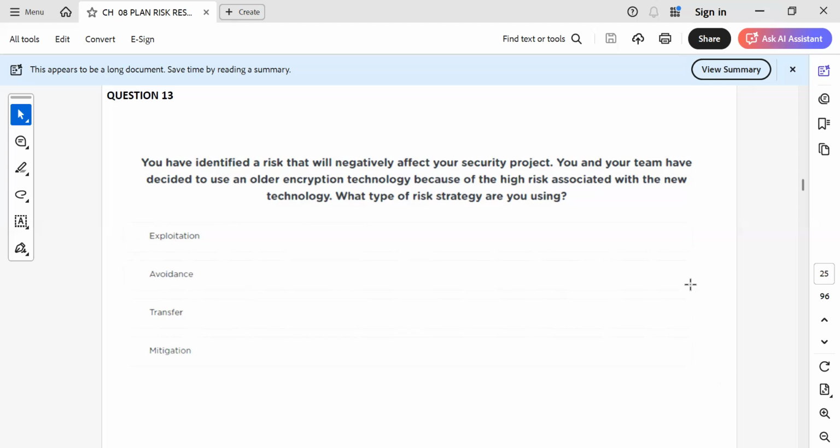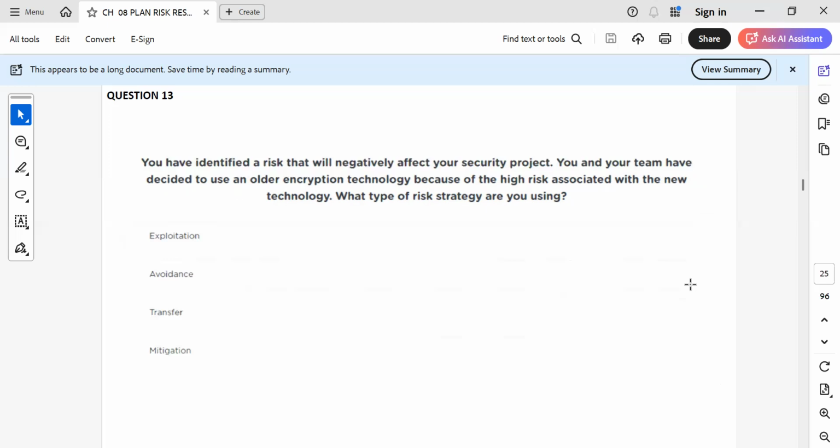I think here, the old technology, okay. They are not going to use the new technology because they already know there is a high risk associated with the new technology. So they are trying to reduce the probability and impact. So avoidance is the correct option.